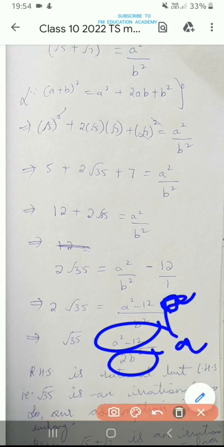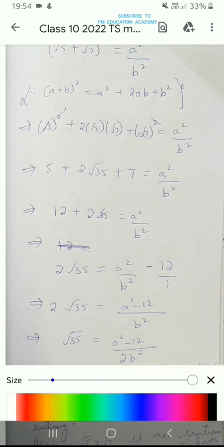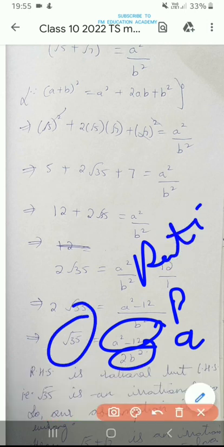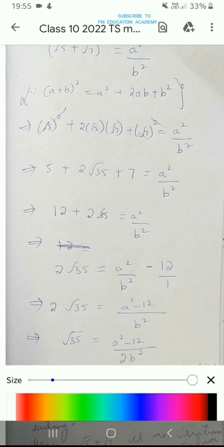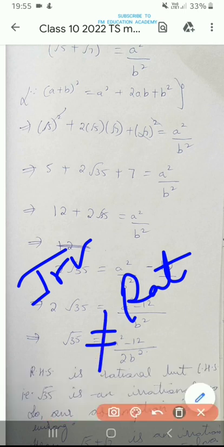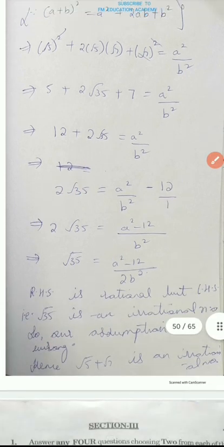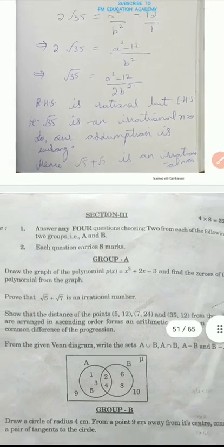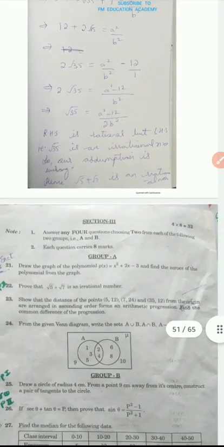So we observe that since our RHS is of the form p by q, it is rational. But if we observe our LHS, it is irrational. So how can a rational number be equal to an irrational number? It will not be equal, right? So our assumption that root 5 plus root 7 is a rational number is false. Okay, hence proved.